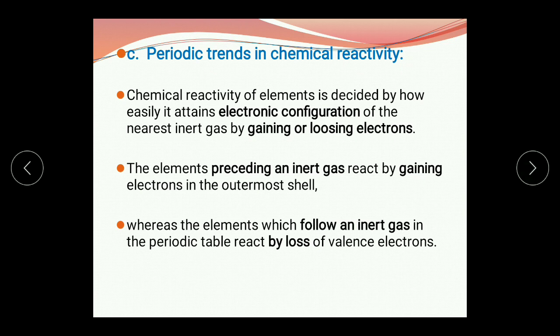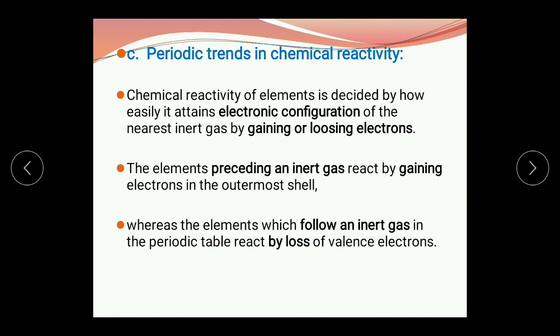Whereas the elements which follow an inert gas, that is, after the inert gas. If you look at the periodic table, there is no group after the inert gas, so which group follows it? That is group number 1, the alkali metals. Consider this periodic table as circular: suppose the noble gas or 18th group elements are at the center, then the preceding group will be halogens and the following group will be alkali metals.